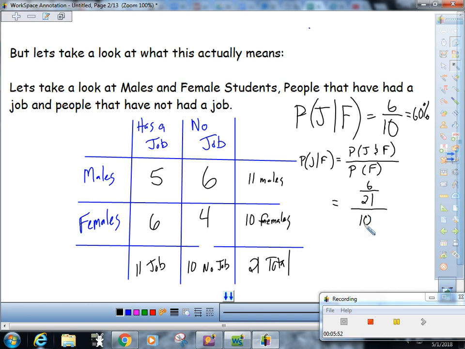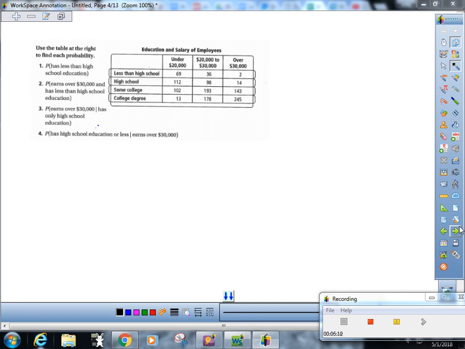There are 10 females out of 21 people. Remember last chapter, when you divide by fractions, you do what? Multiply by the reciprocal. And look what happens. You get a 10, you get 6/10. Okay? So it works. Now we're just going to go through and start doing some problems from your worksheet.